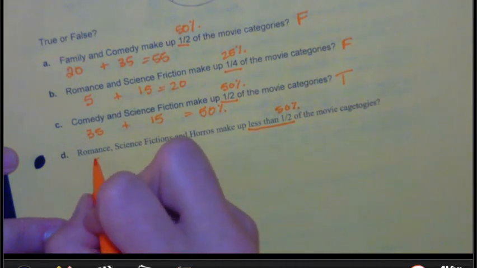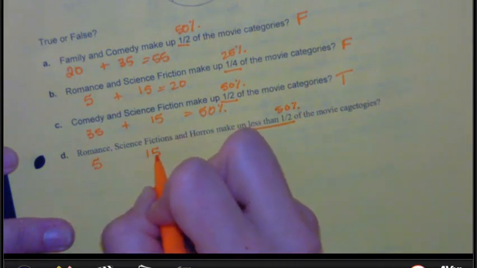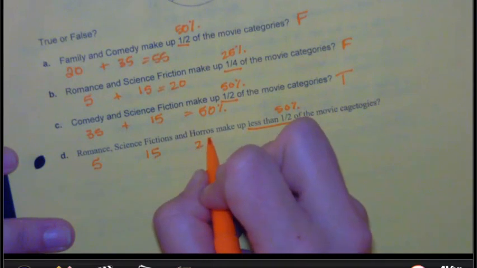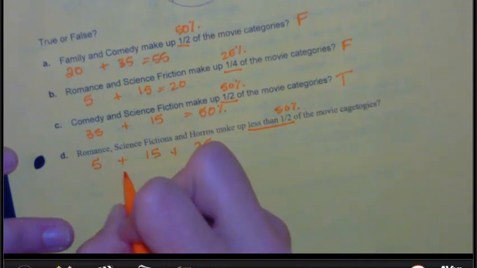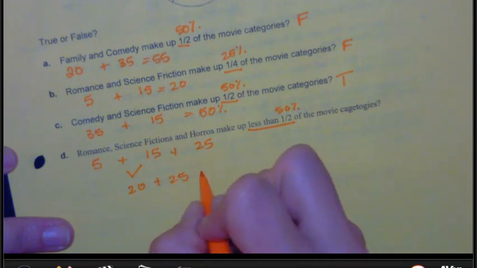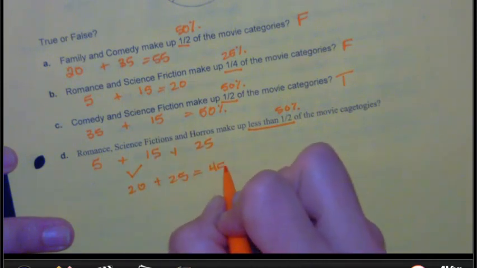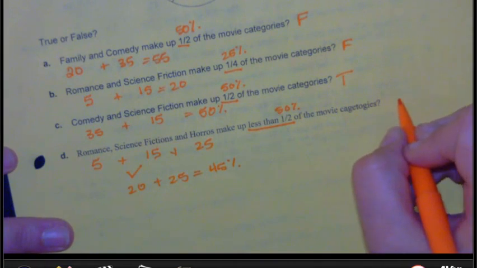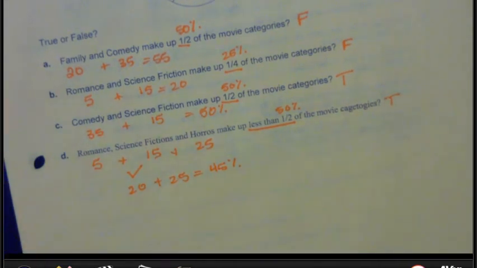All right, romance, science fiction, and horror make up less than 50%. So romance is 5, science fiction is 15, and horror is 25. Well, I know 5 and 15 is 20, so 20 plus 25 is 45%. Is this less than 50? True. That is less than 50. 5 and 15 is 20. Yep.